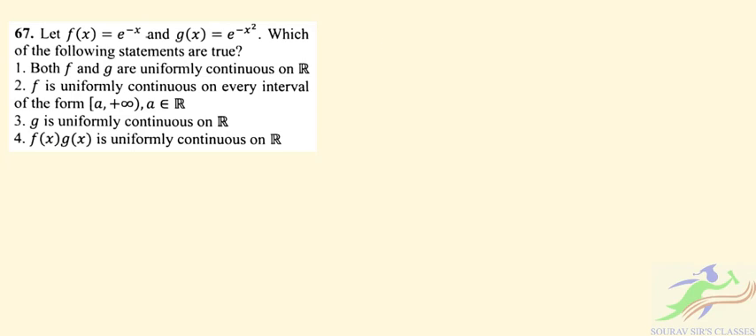This is question number 27 from the June 2020 mathematical science paper. Let f(x) be e to the power minus x and g(x) is e to the power minus x squared. We have to find which of the following statements are true. So we have f(x) is e to the power minus x, and g(x) is e to the power minus x squared.